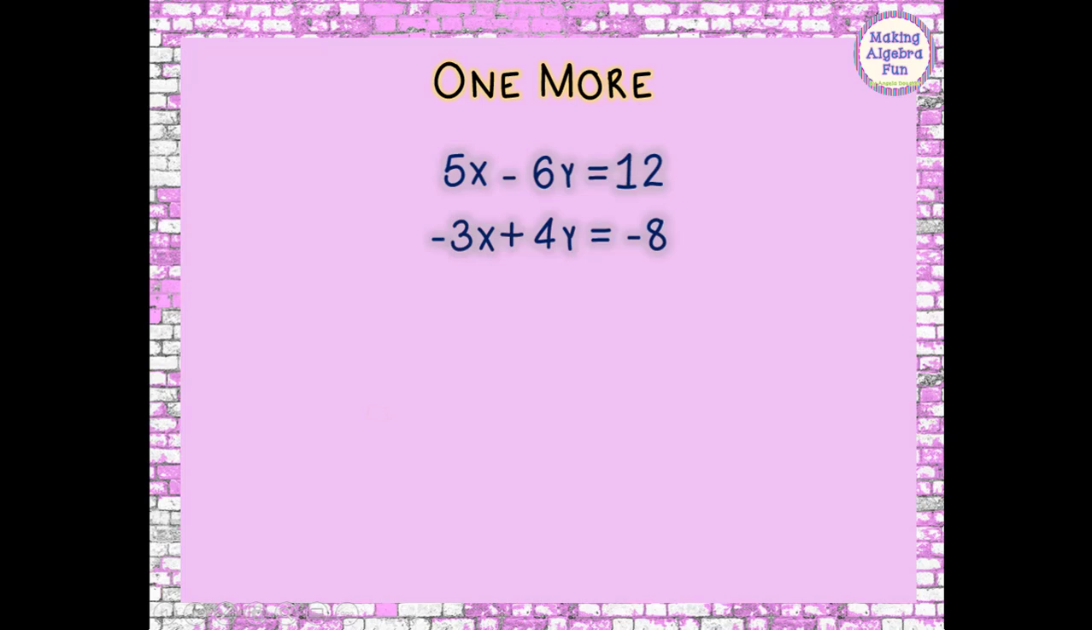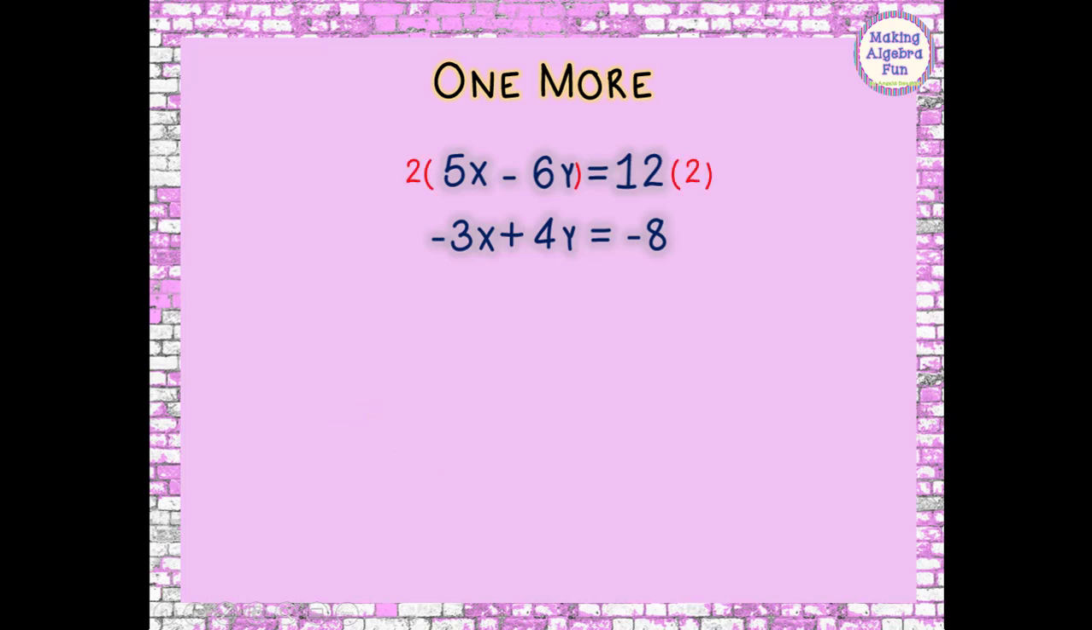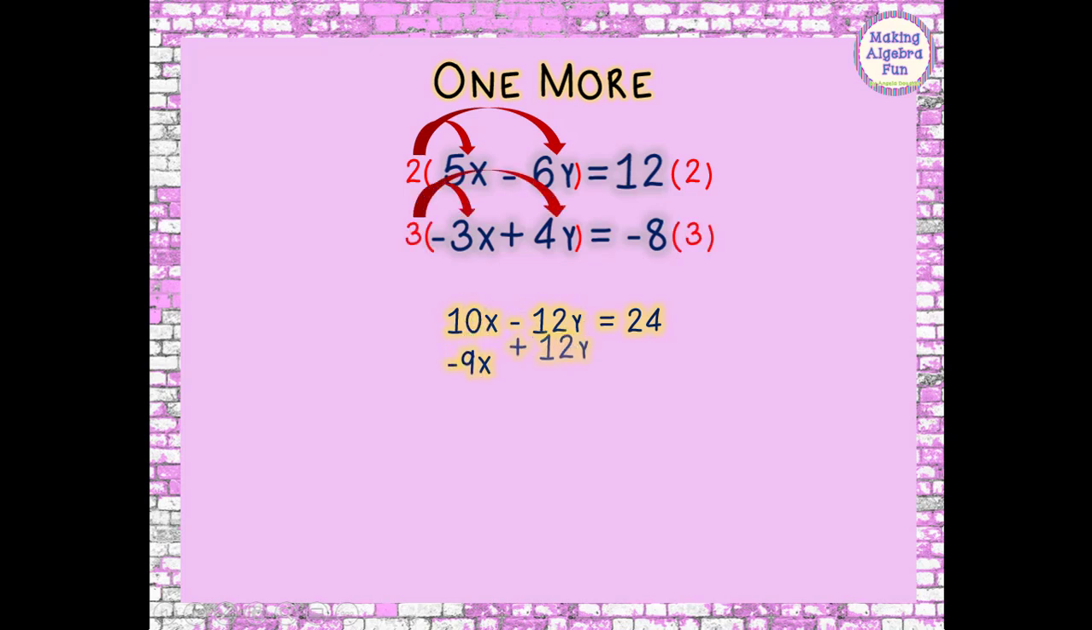So I'm going to solve for y. So think about how you're going to make the 6 a 12. You would have to multiply it by 2. And think about how you'll make the 4 a 12. You would want to multiply it by 3. So that's what we're going to do. We're going to multiply the top equation by 2, and that gives me 10x. Don't forget, you have to do every single term, even the right-hand side. And then the bottom equation by 3, I get negative 9x plus 12y, and on the right, negative 24.